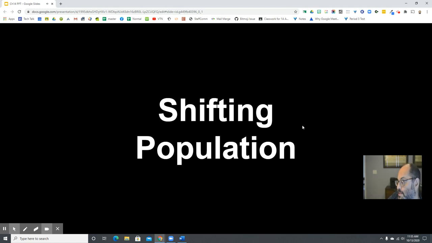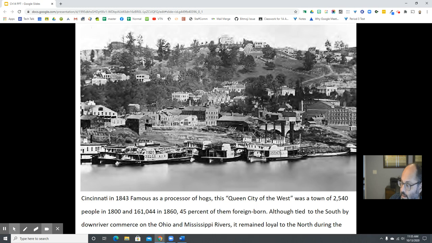Okay, so the other thing we want to take a look at when we look at immigration is, where are they going? Where are people in the United States? What we're seeing here is an overall trend that we'll see, which is that the United States is moving further out west. For almost all of American history, the mean center of the United States is moving further and further out west.